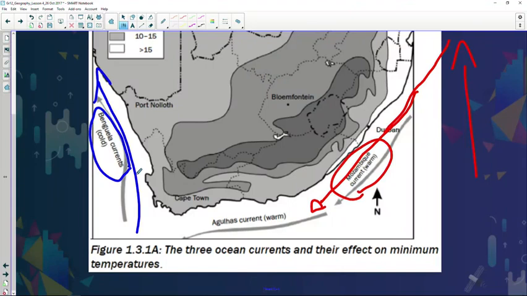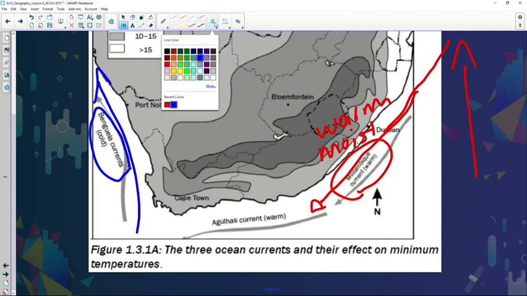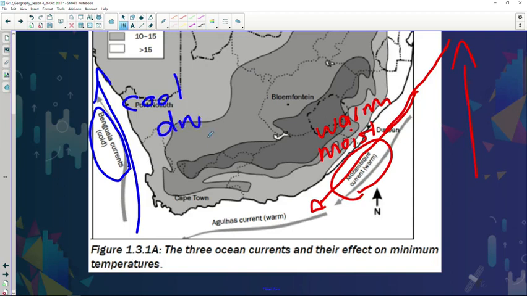Now these ocean currents create the following conditions. It creates warm, moist conditions on the east coast, and it creates cool, dry conditions on the west coast.